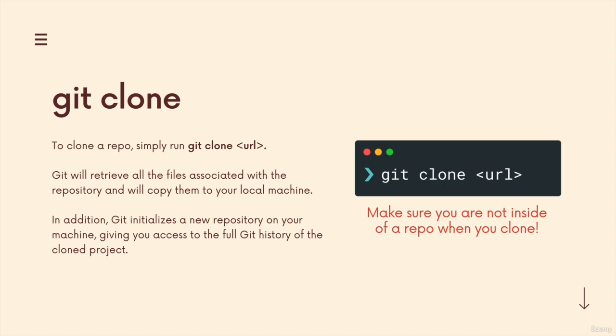So here it is, git clone, and then a URL. And that URL is where Git will go and retrieve all the relevant information for a repository from. It will copy the files to your machine. It initializes a new repository on your machine. So that gives you access to the full Git history of whatever project you're cloning. And I'm going to demo this in just a moment.